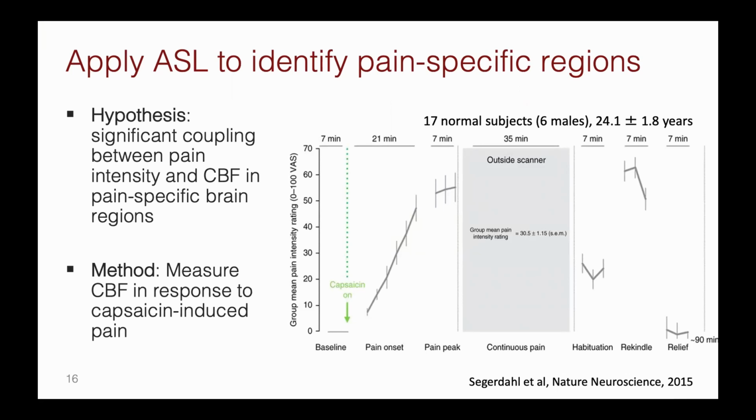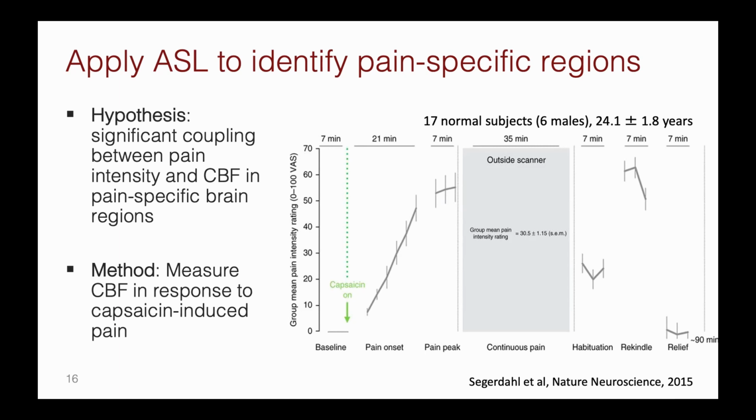Now, it is common for us to measure the pain intensity rating to reflect the sensation of pain after we gave the participants some capsaicin, which induced a painful and burned feeling. For example, this diagram actually shows the mean pain intensity rating over time.